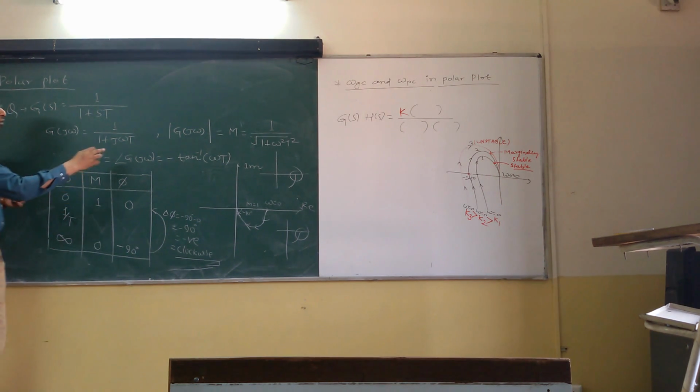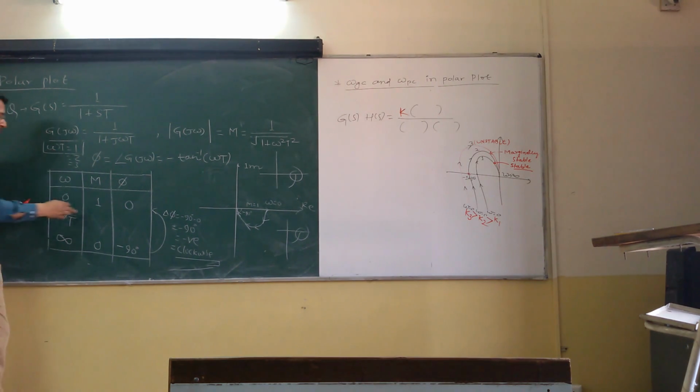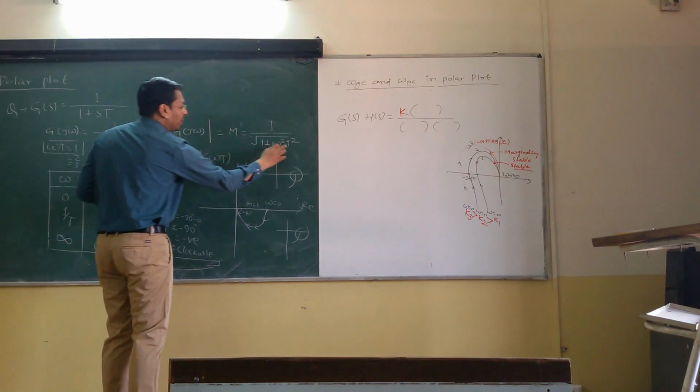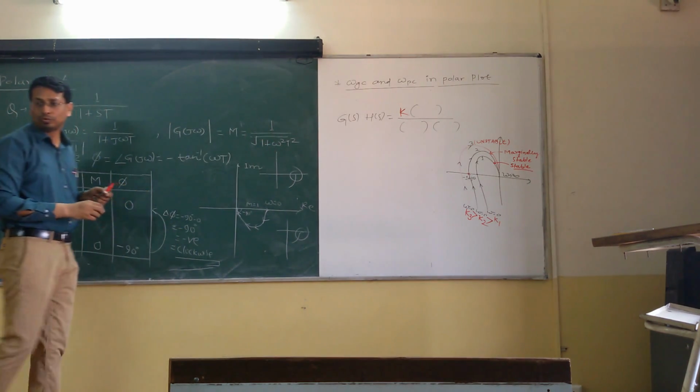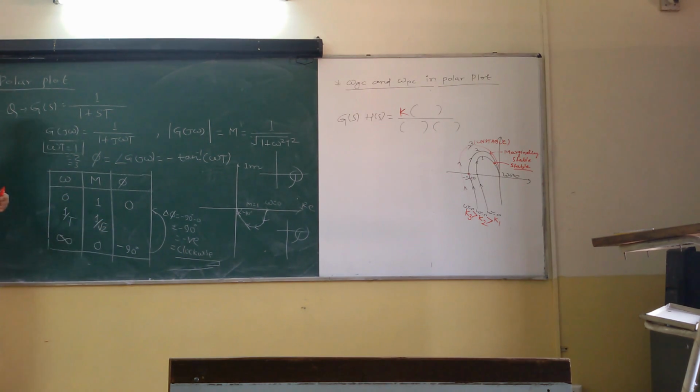By taking 1 by T, what will be its magnitude? Because T is not given, that's why I have taken a point such that omega T is equal to 1. You can say omega T is equal to 1, or you can take it equal to 2 or 3 likewise, such that there is a direct correlation between omega and T. So omega T is equal to 1 I have taken as an intermediate point. It means that omega is equal to 1 by T. So the magnitude will be, if you put omega T equal to 1, 1 upon root 2, 0.707.